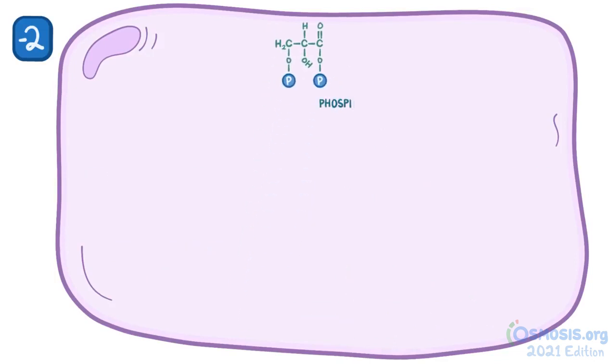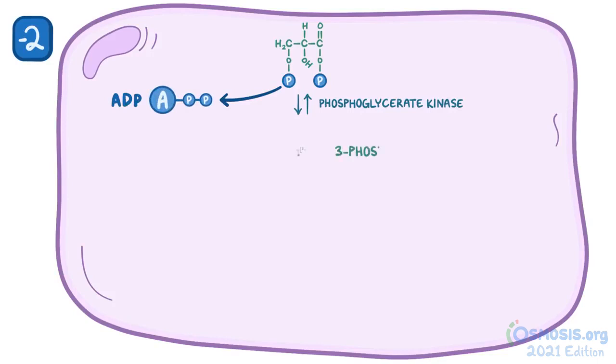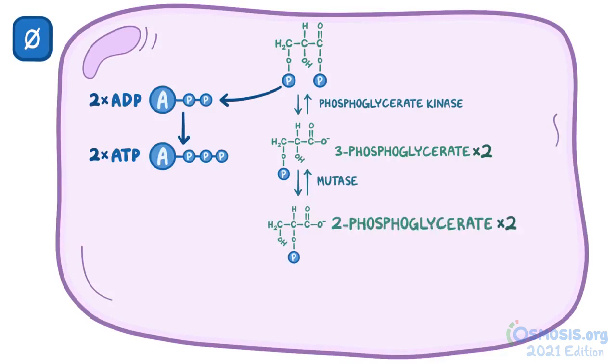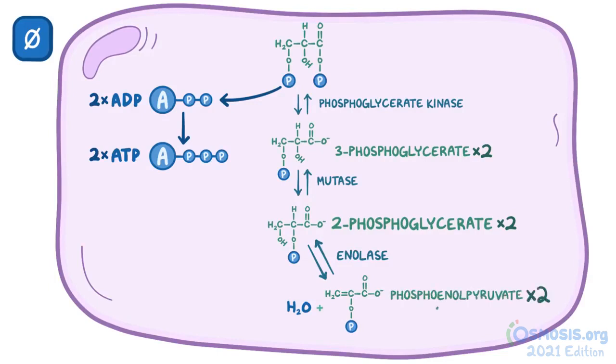Now, an enzyme called phosphoglycerate kinase removes a phosphate from the first carbon of 1,3-BPG and gives it to ADP, making 3-phosphoglycerate and ATP as a byproduct. So we'll add 2 more ATPs to our counter because this reaction happens twice. So now we're back at 0. Next, an enzyme called a mutase moves the phosphate on 3-phosphoglycerate to the second carbon, making 2-phosphoglycerate. After that, an enzyme called enolase removes a water molecule from 2-phosphoglycerate and makes phosphoenolpyruvate, or PEP.